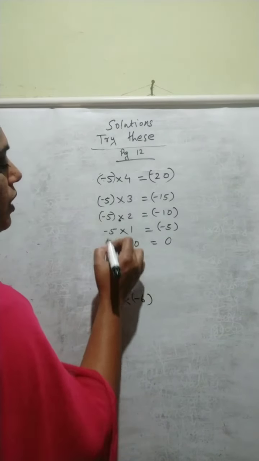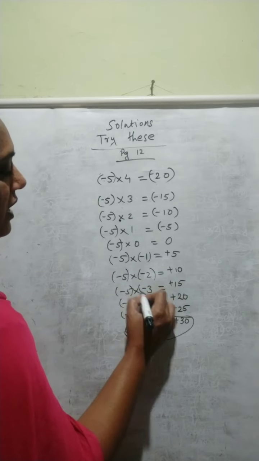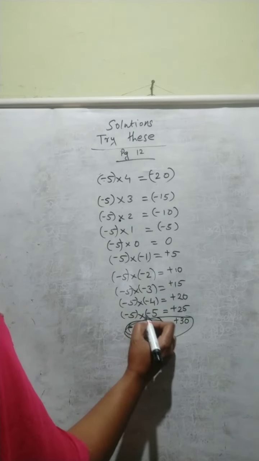That is positive 20. Then negative 5 times negative 5. The answer is positive 25. Then negative 5 times negative 6. Answer is positive 30. So we got the answer. This was the last step. Negative 5 times negative 6 is the last step. Clear, children? This way we have to find out the answer in some cases.